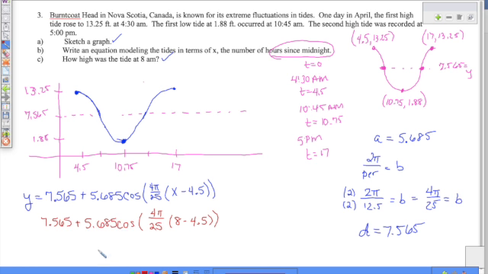So how high was the tide at 8 a.m.? I'm getting 6.5 feet. And let's see, 8 a.m. Yeah, I mean, it would be right about here, don't you think? A little after that midway point. So that's so cool. It kind of works out perfectly with our graph.